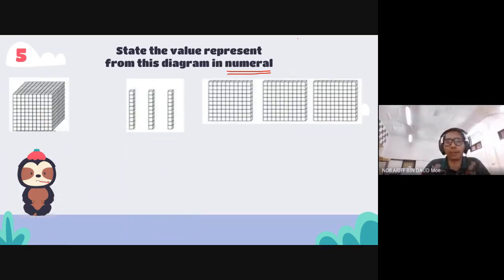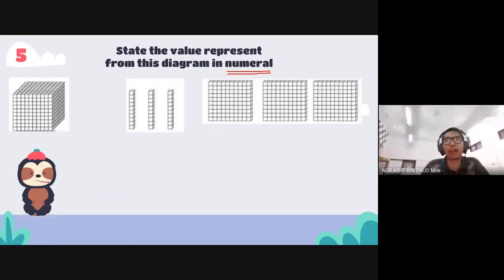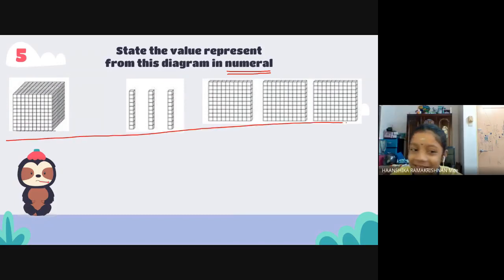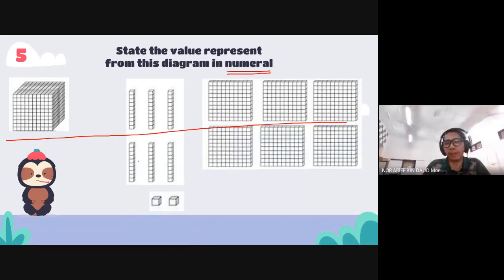Okay. Who wants to volunteer to tell me the value for this diagram? Nobody? Okay, Hanchika, state me the value. 1,000. Are you sure 1,000 for all this block? 1,300. 1,330. No, we have some more. 1,600.